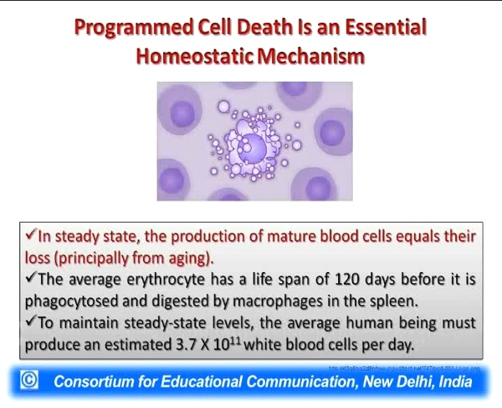It has been estimated that about 3.7 × 10^11 white blood cells are generated each day. So you can imagine the replacement process going on within our body, in which the damaged or old cells, which have aged, are replaced by a fresh inflow of cells, and this is how the programmed cell death process takes place.